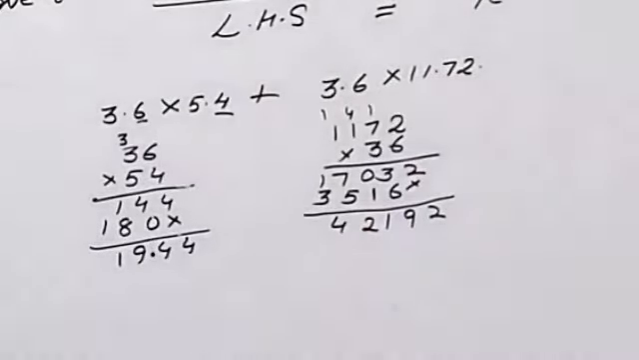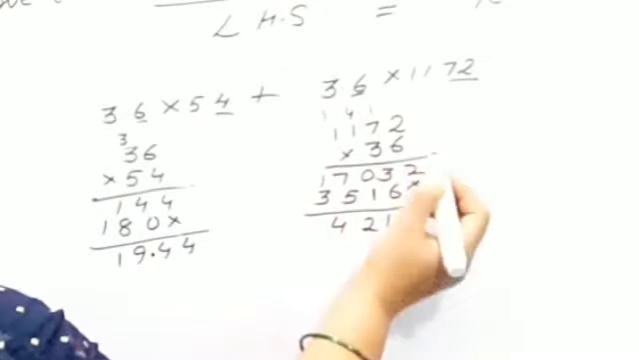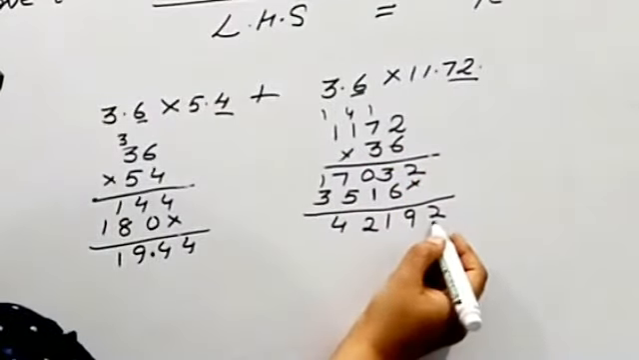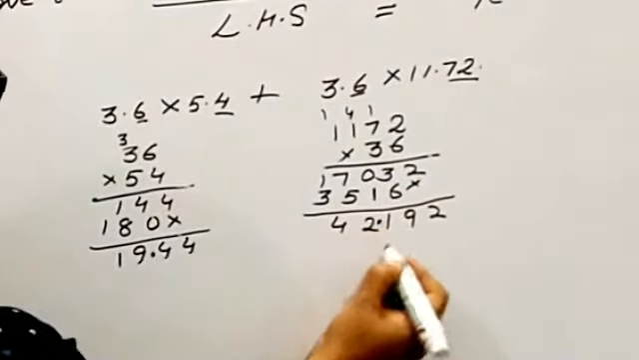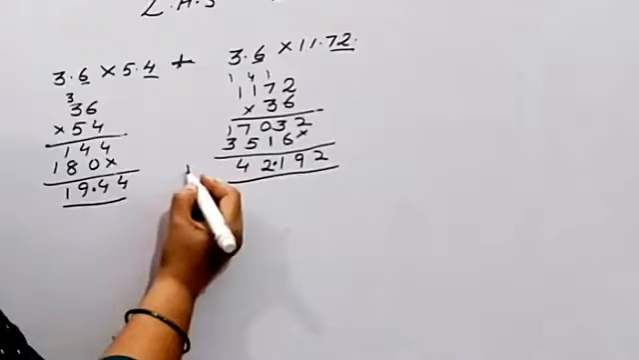Decide the decimal place of the product. 2 places, 1 place. So altogether 3 places. So 1, 2, 3, put the decimal before 3 digits. So these are the 2 products of the multiplication.